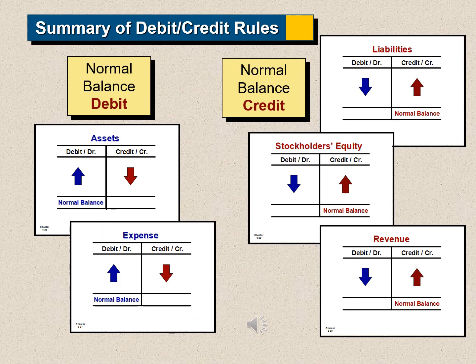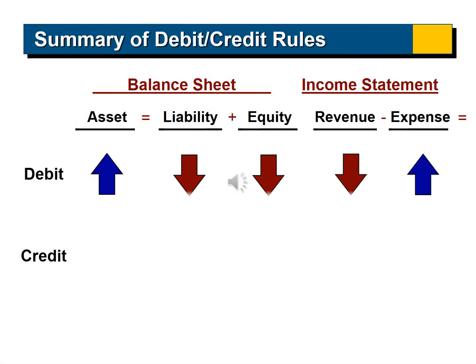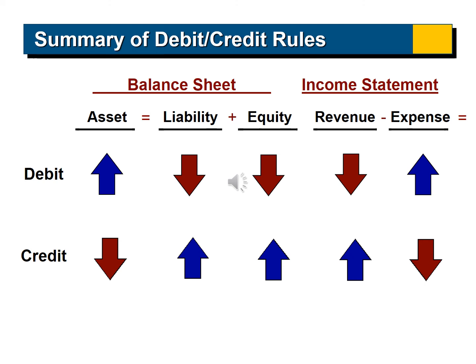Here again you have the summary of all the normal balances we discussed in a previous slide. The normal balance of assets and expenses are debit, and the normal balance of liabilities, stockholders' equity, and revenue are credit. Another illustration for looking at the increase and decrease of the different elements in the balance sheet and the income statement. As you see here, assets and expenses, the first and the last one, are debited when they increase, and the liabilities, the equity, and the revenue, you see the three in the middle, they are credited when they increase.